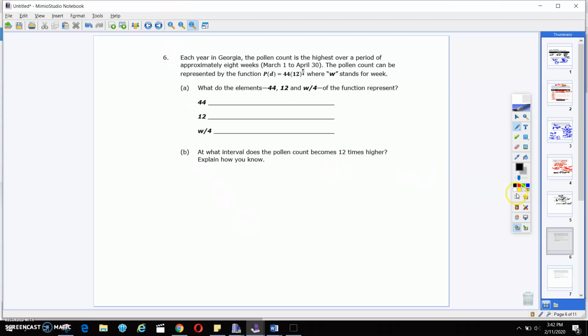Number 6, what do each one of these represent? Well, if you read this, it says the pollen count can be represented as this function. Okay, so the initial pollen count is going to be this 44. Initial pollen count.